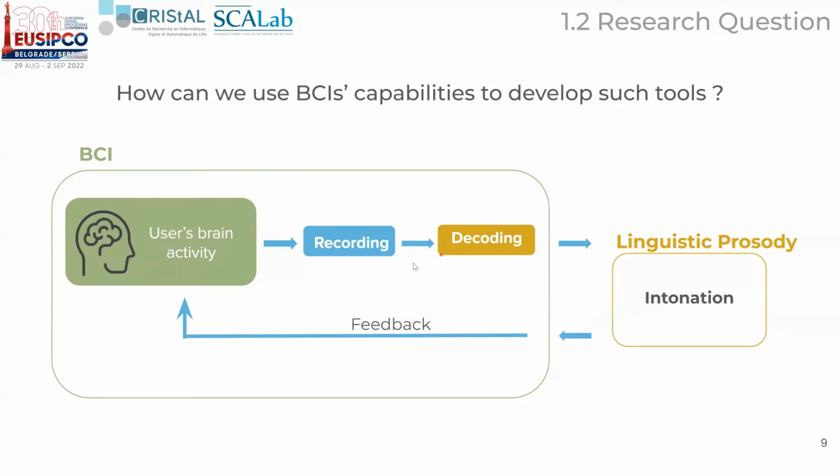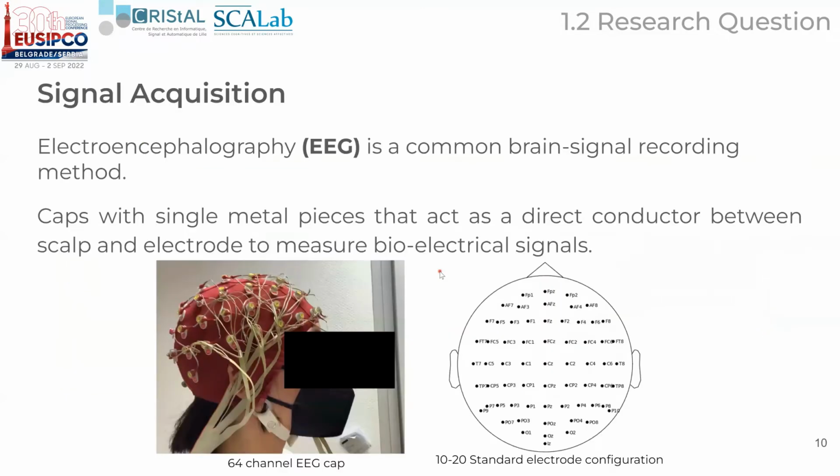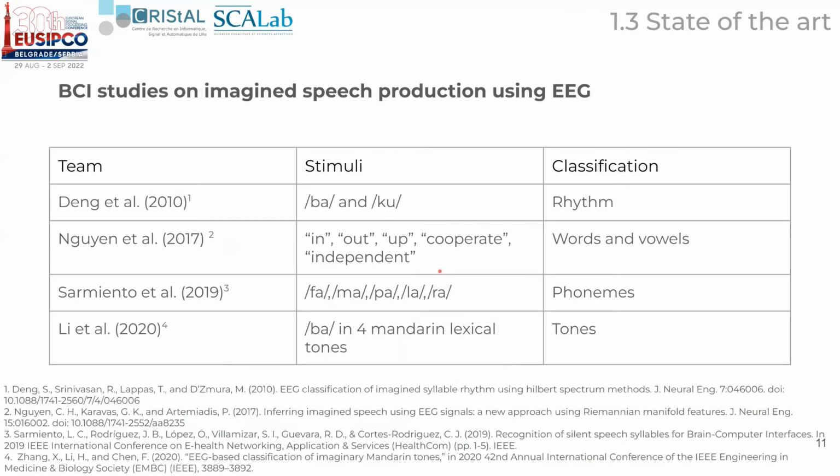So first, we must choose a recording method that is non-invasive and user-friendly. So we chose EEG, which is a common brain signal recording method. They are caps with metal pieces that serve as conductors between the scalp and an electrode that measures the electrical activity of the brain. So this recording method has been used before in BCI studies that decoded imagined speech.